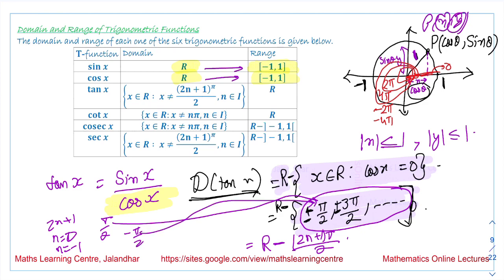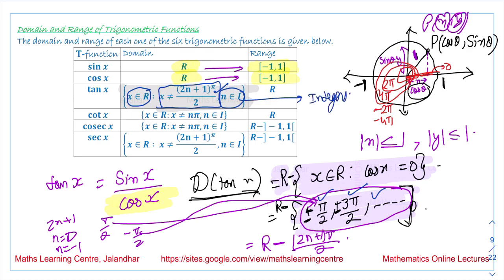So we are saying that the domain of the function tan x is all real numbers, that is, x belongs to R, such that x should not be equal to those numbers of the form minus pi by 2, plus pi by 2, plus 3 pi by 2. All these numbers we are leaving out, where n belongs to I, and I represents the set of integers.